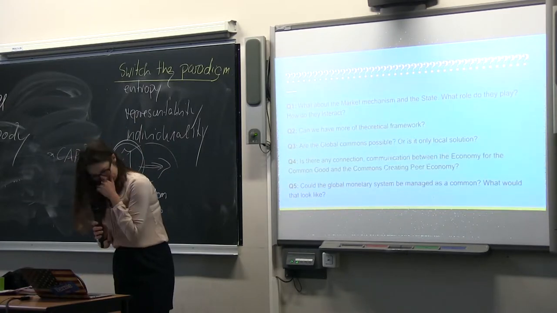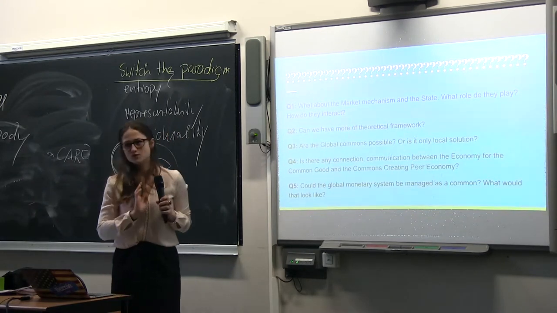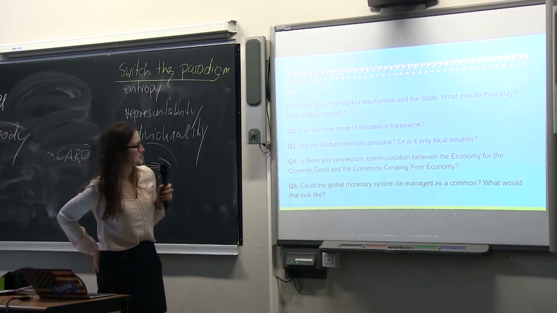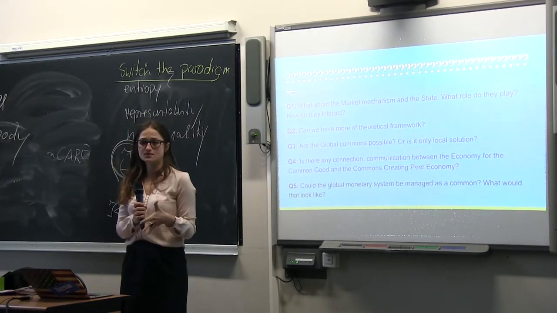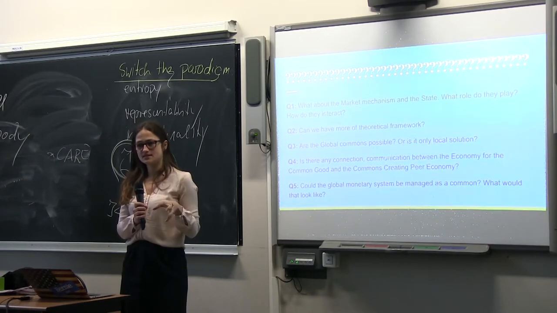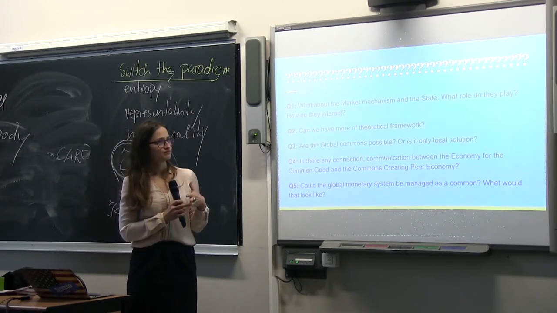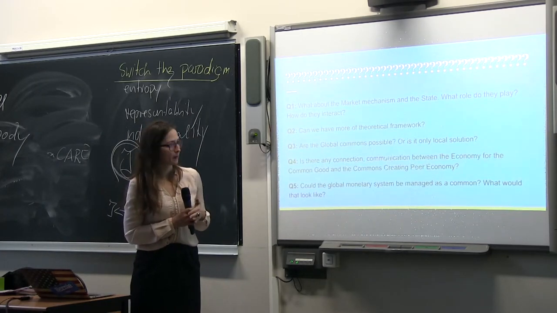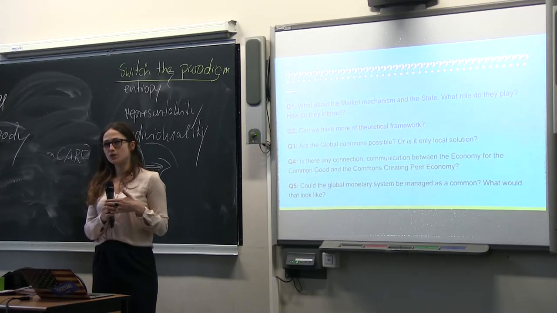Now we come closer to the questions, and actually we have a lot of questions. We have five not-so-big ones, and one literally huge. So the first one: when we're talking about reality now, we see that there are commons, and obviously there are states and markets and market mechanisms. How do they all reflect on each other? What is the connection or disconnection? It's the first question.